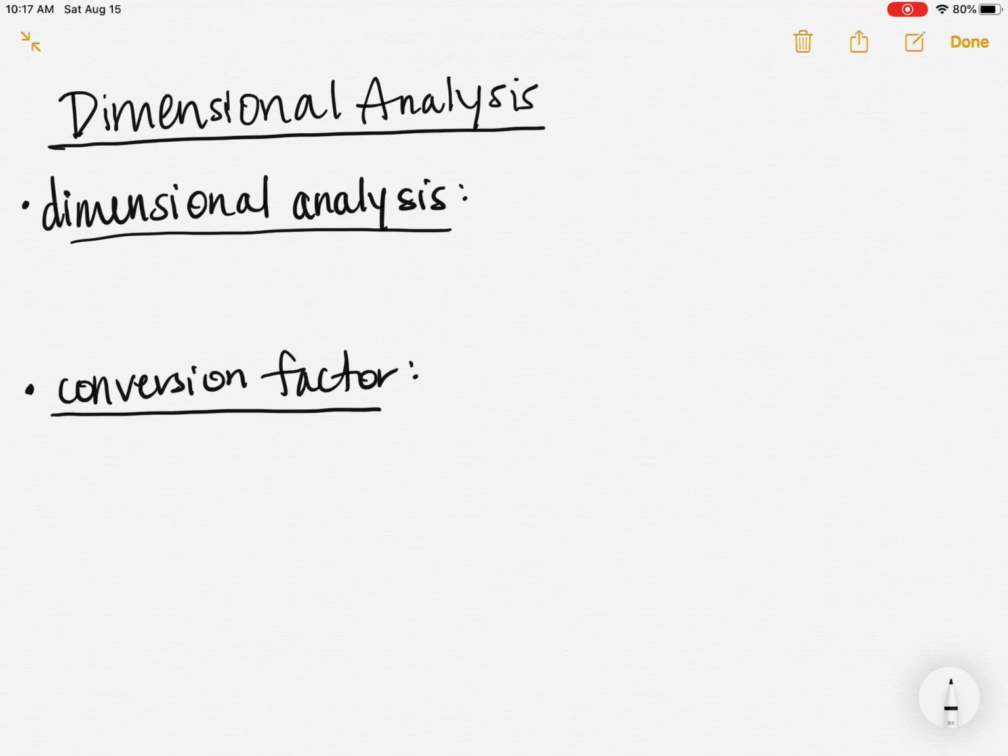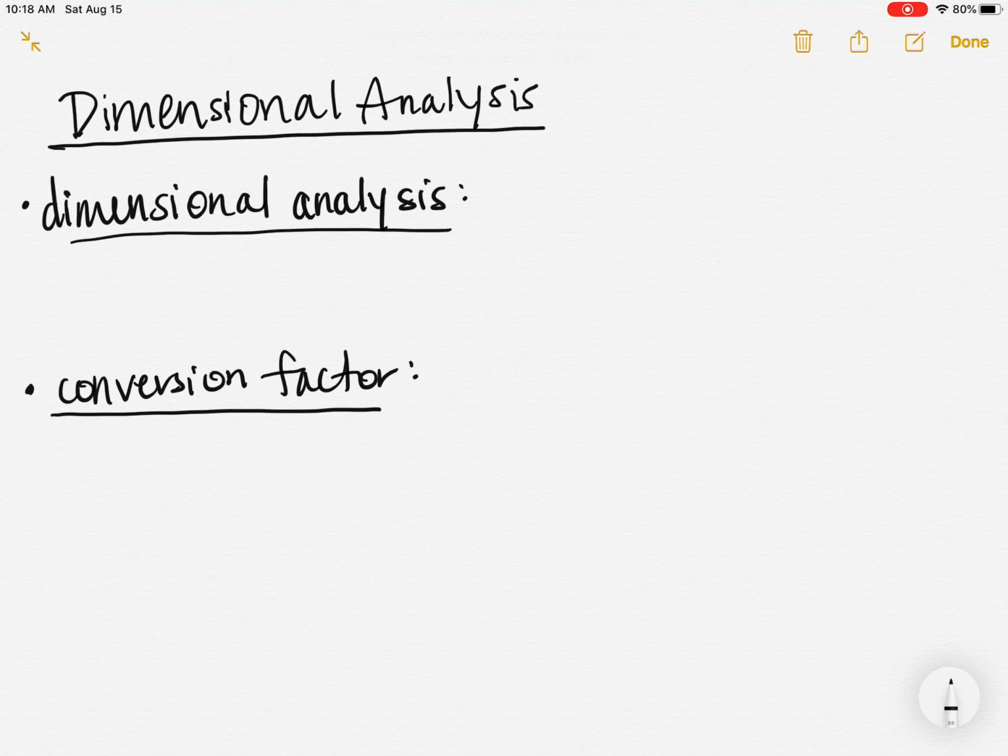This video is on dimensional analysis and conversion factors, and then converting between different units. So the term dimensional analysis sounds kind of scary. Sounds like a very advanced topic, and it's not.